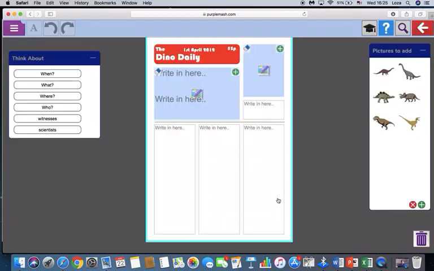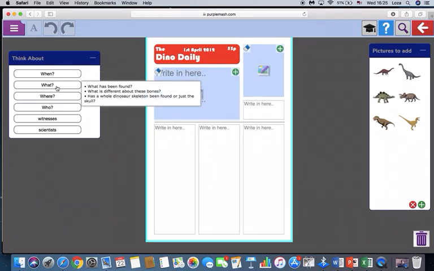Now the important part to using this app is that you use the think about words on the left hand side. If you use those words, they will help you to construct your paragraphs. So when were the bones found? Were they all found at the same time? So if we think about that first question, it's related to time. Was it found last week, 2 days ago, yesterday? So that will give you paragraph 1.